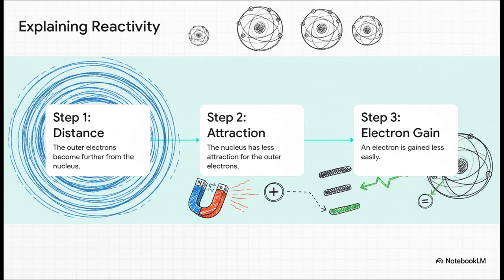First, as you go down the group, the atoms get bigger, right? So the outer shell of electrons is further away from the positive pole of the nucleus. That's point 1. Point 2, because it's further away and there's more shielding from inner electrons, the attraction from the nucleus gets weaker. And for point 3, what does that mean? It means it's harder for the atom to pull in and gain a new electron, which is how these halogens react.